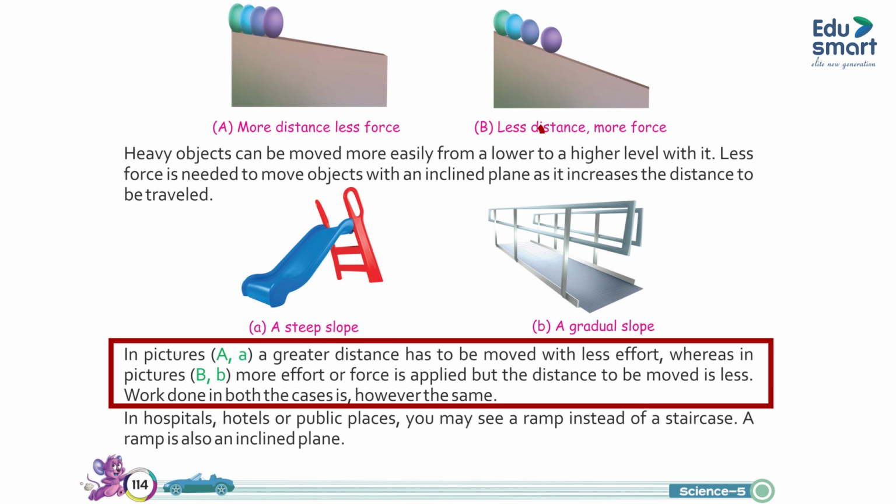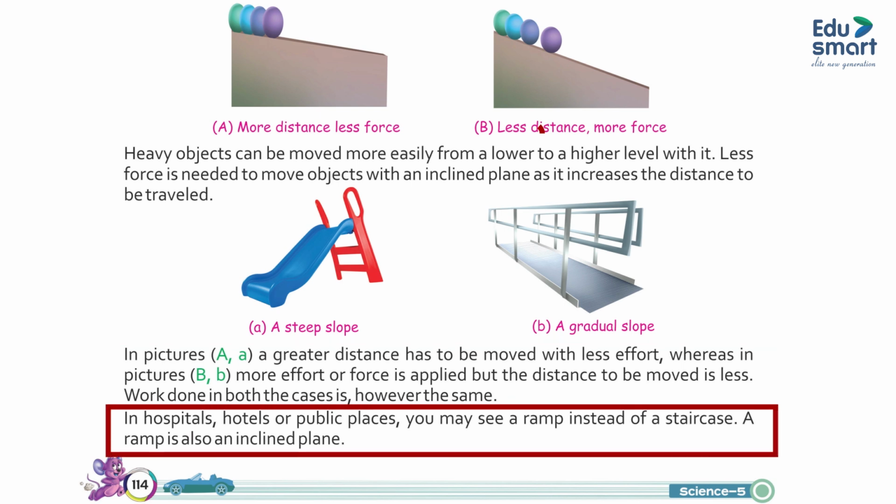In picture A, a greater distance has to be moved with less effort, whereas in picture B, more effort or force is applied but the distance to be moved is less. Work done in both the cases is however the same. In hospitals, hotels or public places, you may see a ramp instead of staircase. A ramp is also an inclined plane.